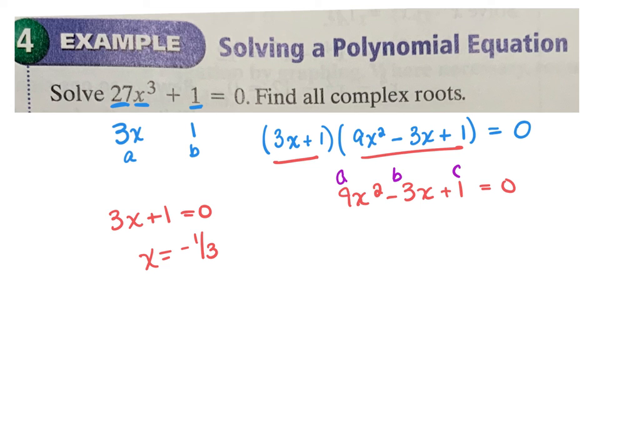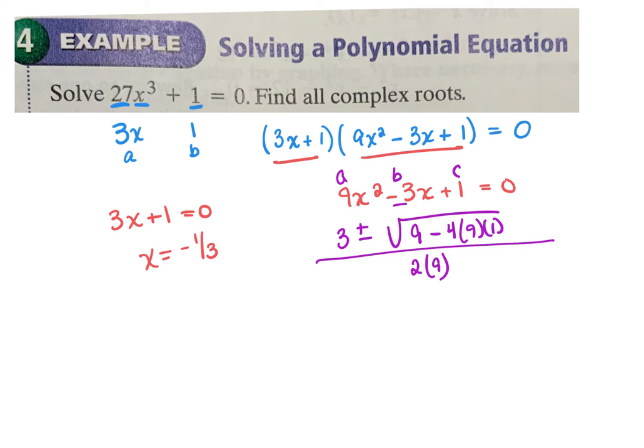So negative b, negative 3 is positive 3 plus or minus the square root of b squared. Negative 3 squared is 9 minus 4 times a times c all over 2 times a. So this is obviously going to be an imaginary number because within my discriminant, the part inside the root, it is going to be negative. So you're going to have 3 plus or minus, 4 times 9 is 36, so 9 minus 36. Inside the root here, we get negative 27. And then the denominator, we have 18.